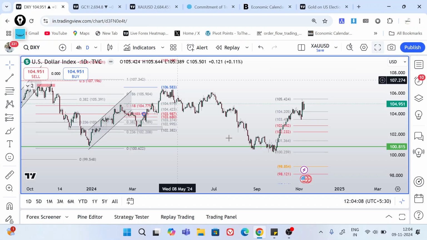So overall my view is currently to the downside, and we have to look for sell opportunities, and we have to wait and see how price develops on the lower side for any buying opportunities.